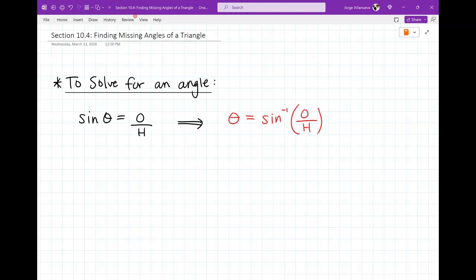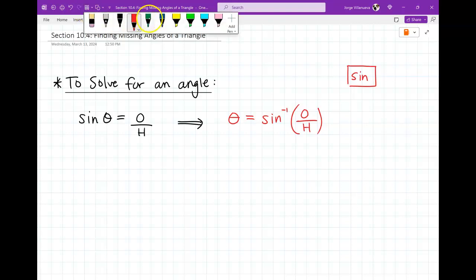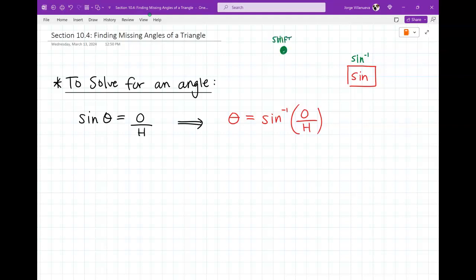And there's a button on your calculator, a shift button. If you look at the button that says sine, right above it, it might be in yellow or in green, it depends, you'll see a little label written above it. That just means you usually have to press a shift button. So you'll hit shift and then that button and it'll do sine inverse. Then you just do your fraction inside and you're done.